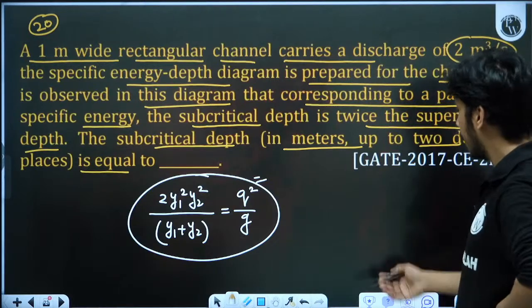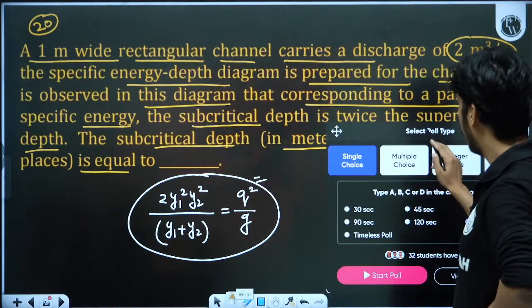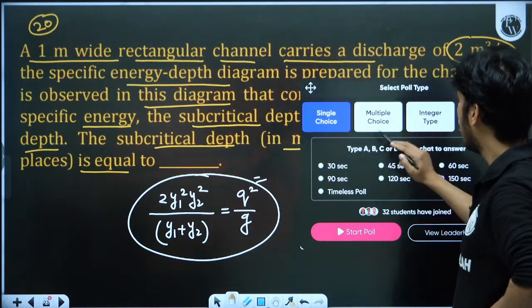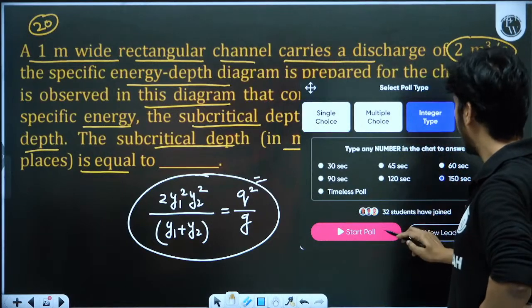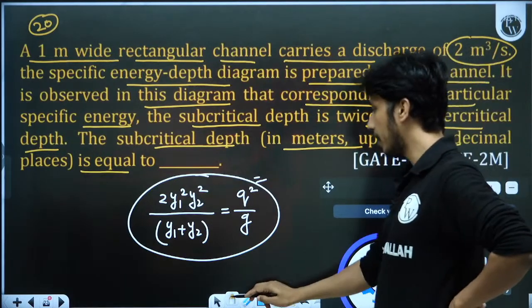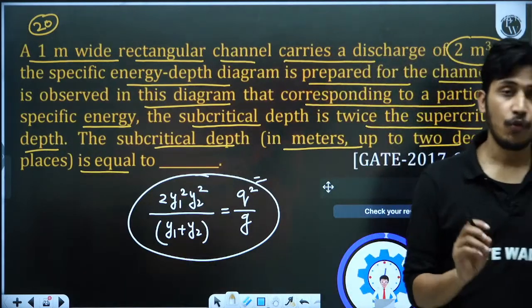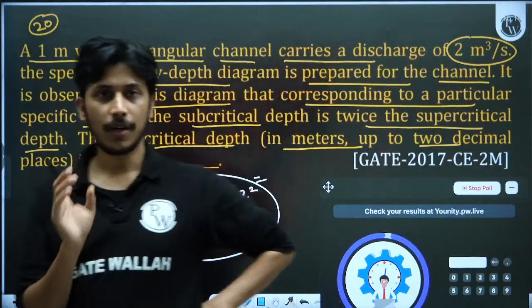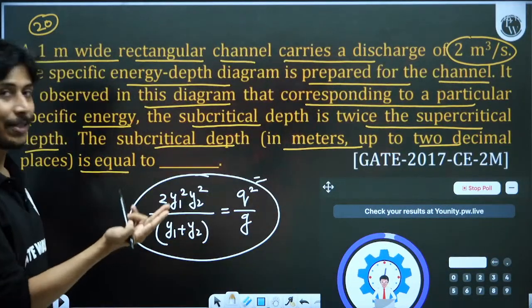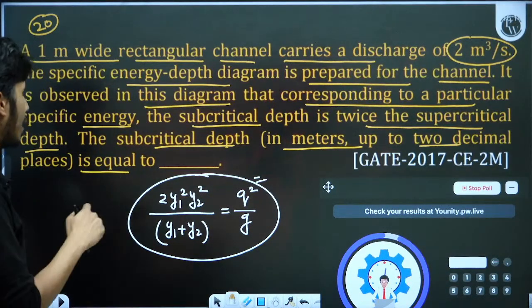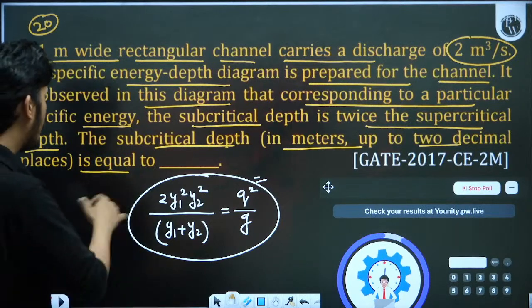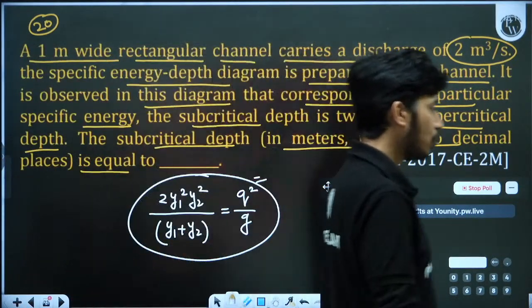Okay, so give me the answer in meters up to 2 decimal places. I'm creating the integer type poll. 150 seconds are there, so give me the answer quickly. You have to apply this formula. You will have a quadratic equation. Solve that quadratic equation and you will get two values. The smaller one is supercritical. The greater one is the subcritical depth. Subcritical is asked, so you have to give the greater value.